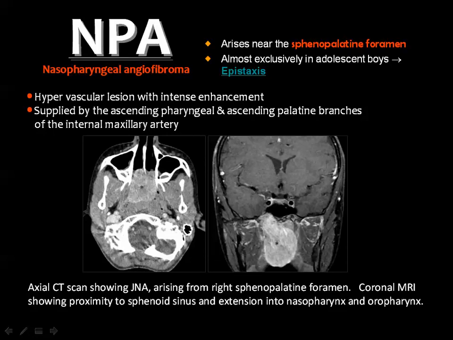Then this tumor is hypervascular. It presents usually by epistaxis, and it is supplied by branches from the internal maxillary artery, which are the ascending pharyngeal and the ascending palatine. Whenever you examine the patient with nasopharyngeal angiofibroma, you see a mass almost central to the region of the sphenopalatine foramen, partly in the nose, partly in the nasopharynx. And frequently you see that this mass has extended into the pterygopalatine fossa as well as into the sphenoid sinus.